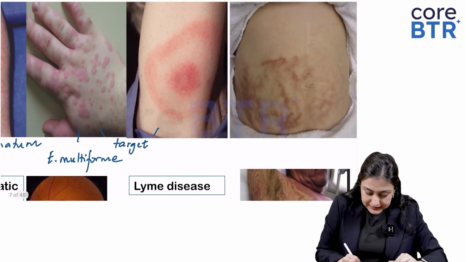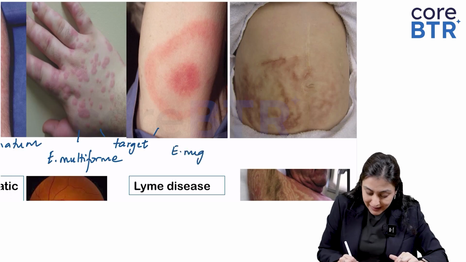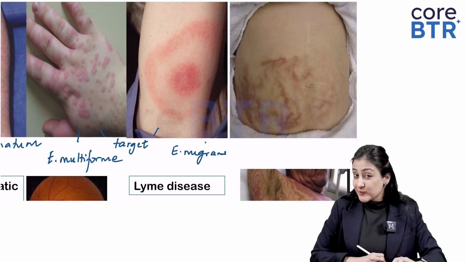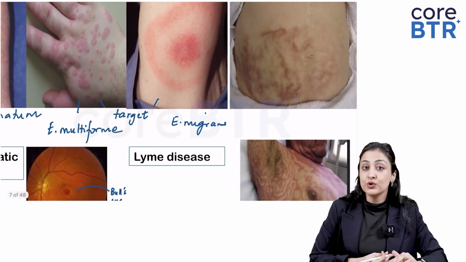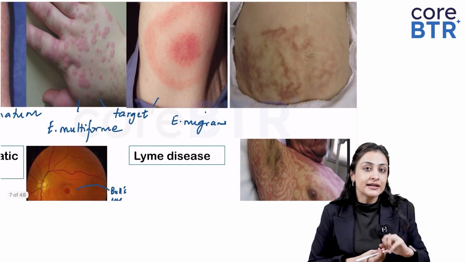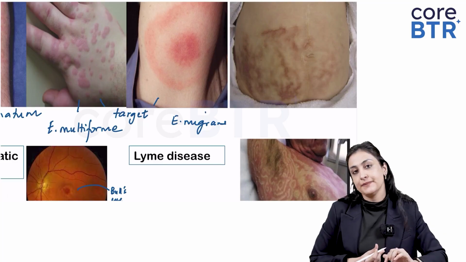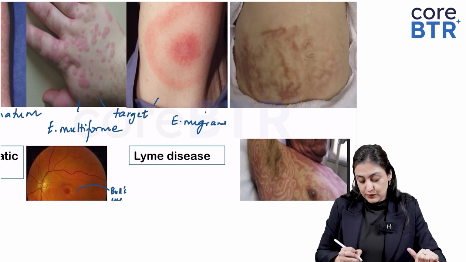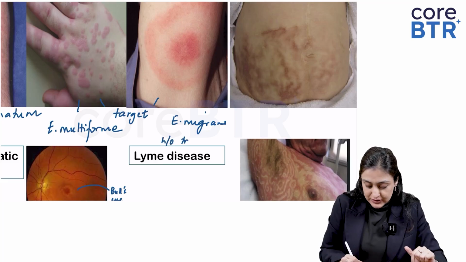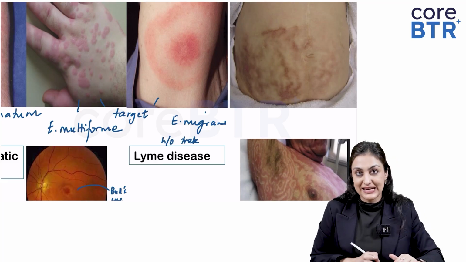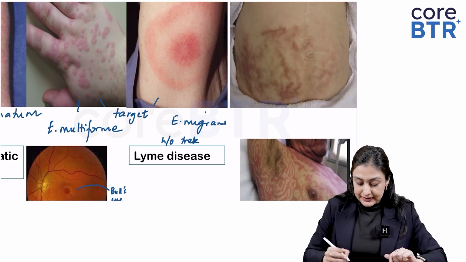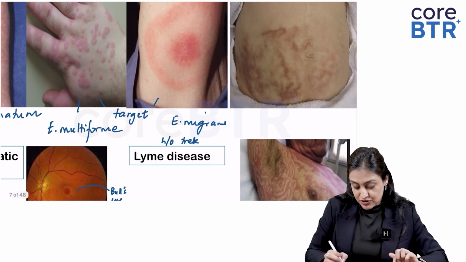Another true target lesion, this is erythema migrans. This is associated with Lyme. We've studied this in micro, right? Ixodes, hard tick, Borrelia burgdorferi. So we have learned that. History of tick bite would be given. So to mark this, you will think of history of tick bite, tick. Then here, these are two extra edge things.